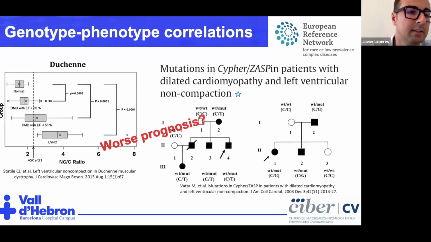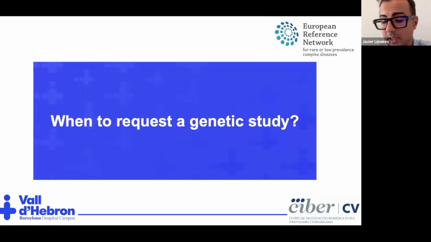But it's not clear if this worse prognosis is related to the disease or to the problems that you can find in the pulmonary system or in other parts of the body, related clearly with the variant or with the findings in the heart disease. So today it's not very clear. So you know, this is difficult.